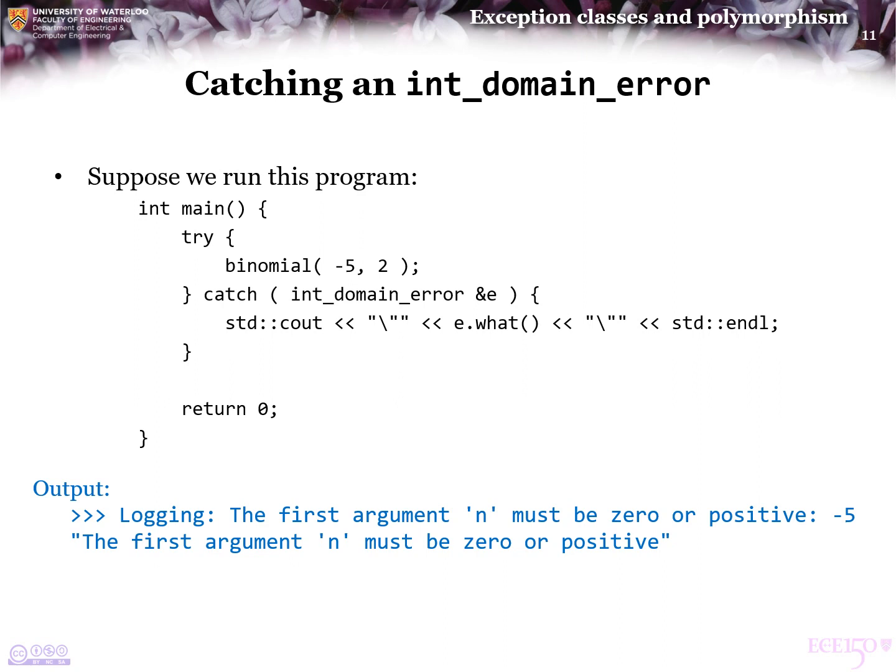The first statement was actually printed inside the what member function. It's logging the fact that the first argument n must be 0 or positive, and suffixed to that is the problematic value -5. The second string that is printed is simply what is printed in the catch statement.